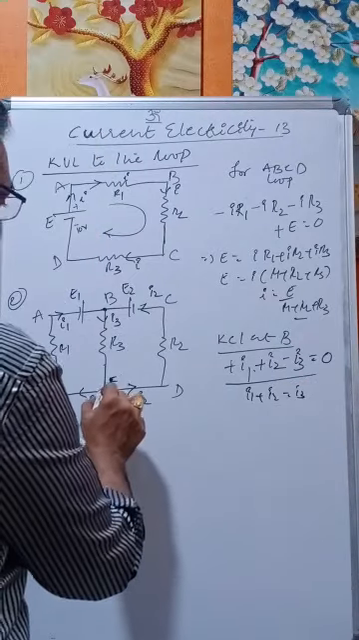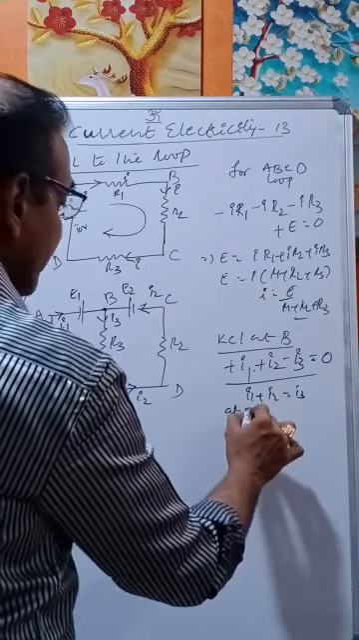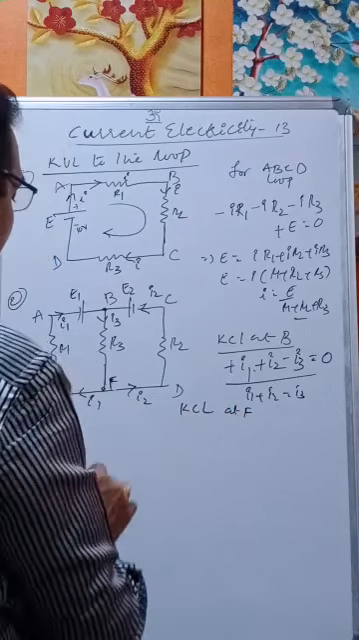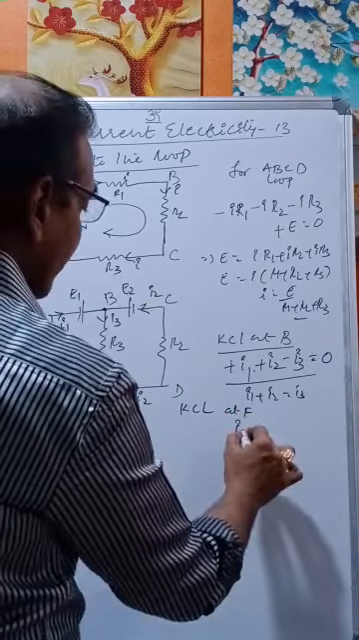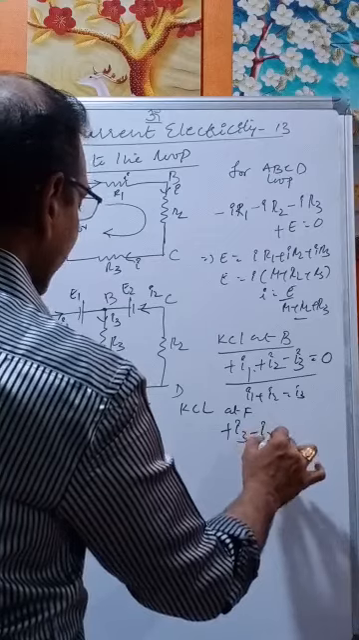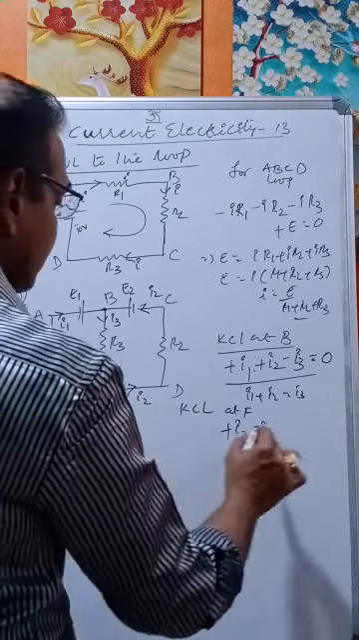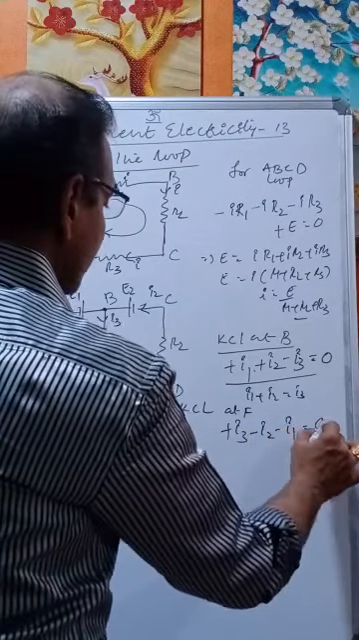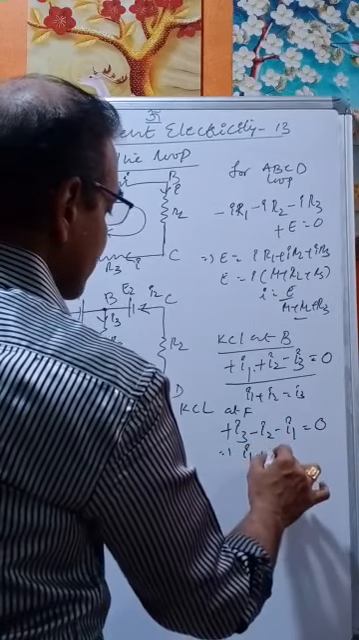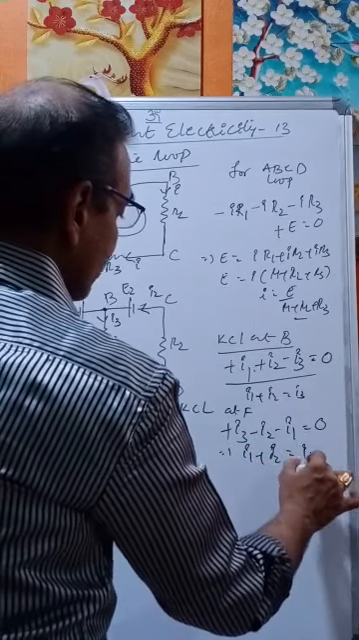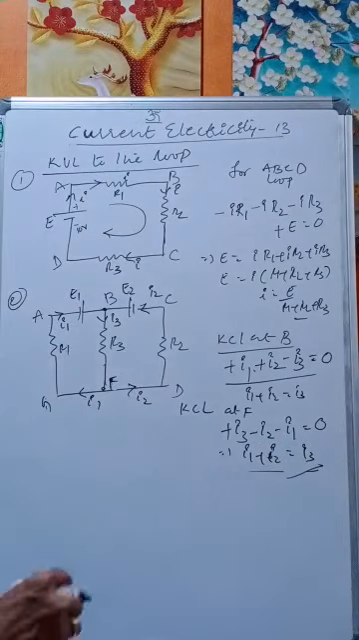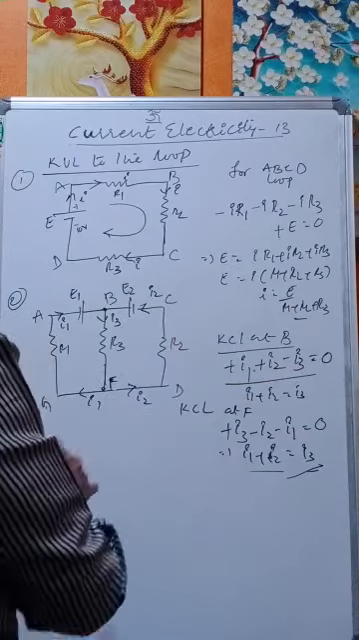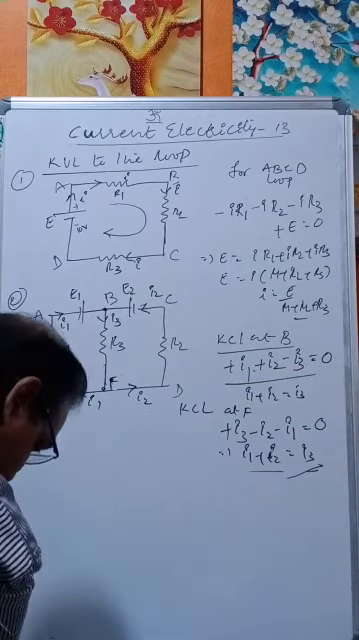If you take the junction F, at F what happens? KCL at F. Here I3 is moving towards the junction, therefore plus I3. I2 is moving away from the junction, minus I2. I1 is moving away from the junction, therefore minus I1 is equal to 0. This implies I1 plus I2 is equal to I3. Okay. This is the KCL applied to the junctions B and F.